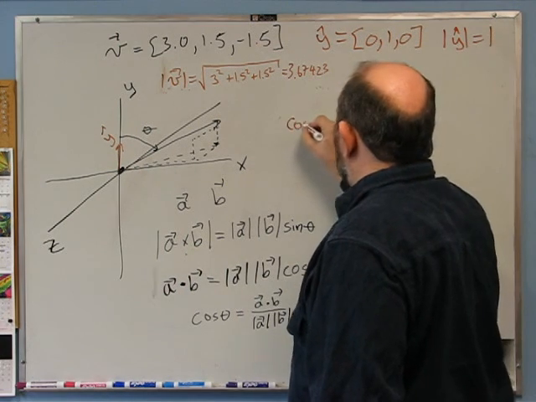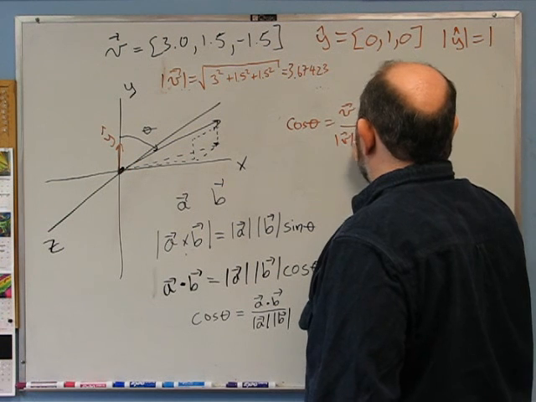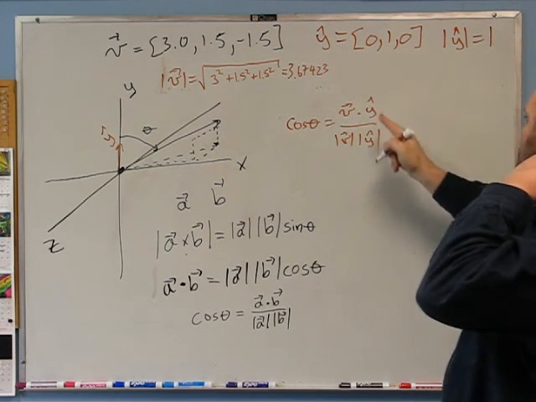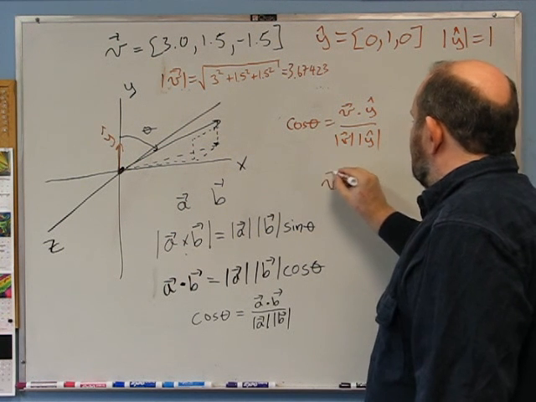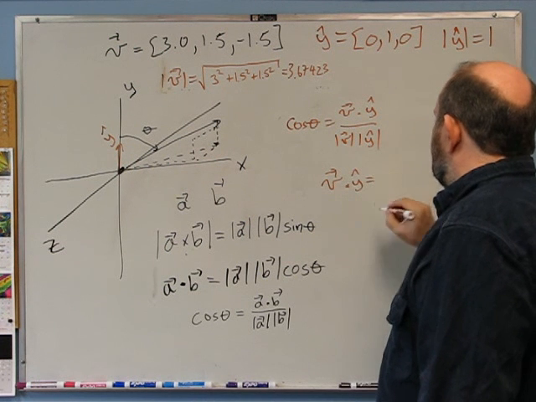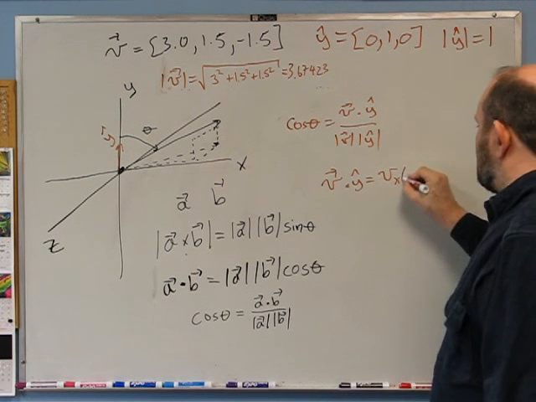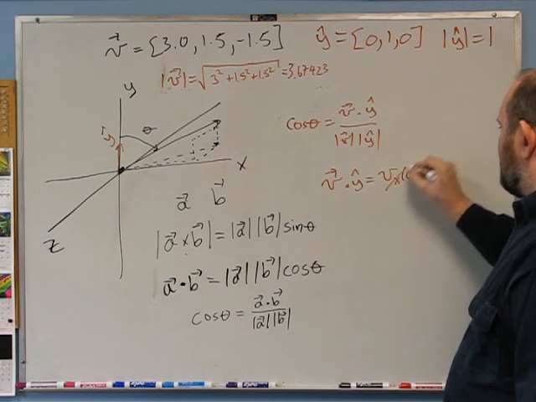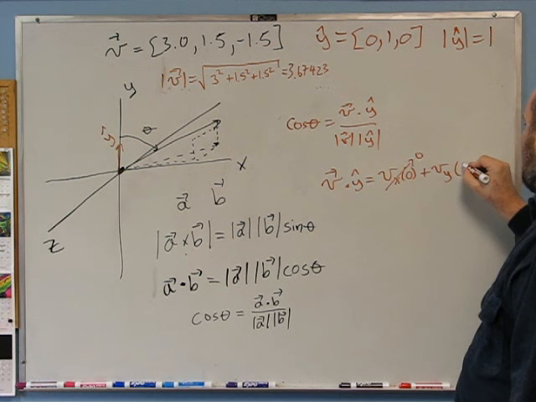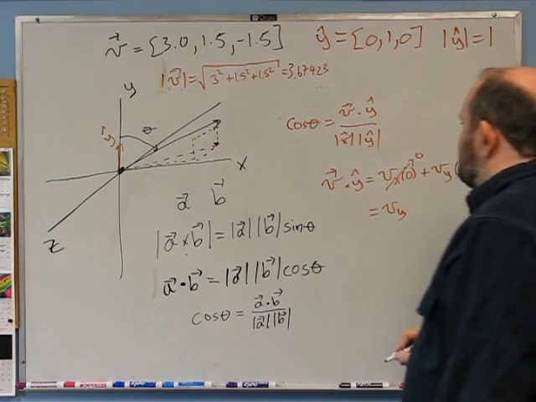All right, so now I can work this out. Cosine of the angle I want is going to equal v dot y-hat divided by the magnitude of v and divided by the magnitude of y-hat. The one other thing I need is v dot y-hat. Remember, the way you do v dot y-hat is you get vx times the x component of y-hat, which is 0, plus vy times the y component of y-hat, so that's just vy, plus vz times the z component of y-hat, which is 0. So v dot y-hat is just vy.